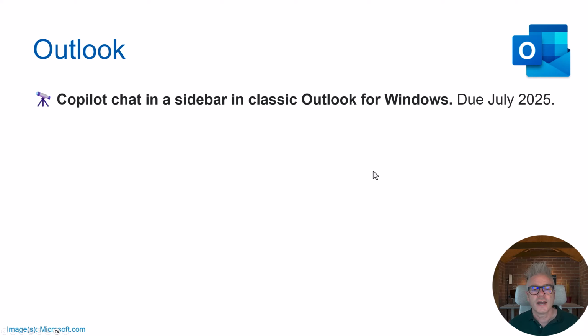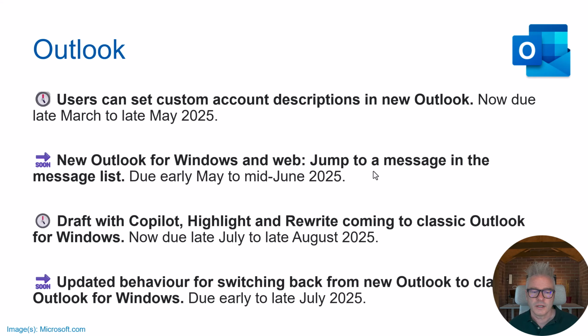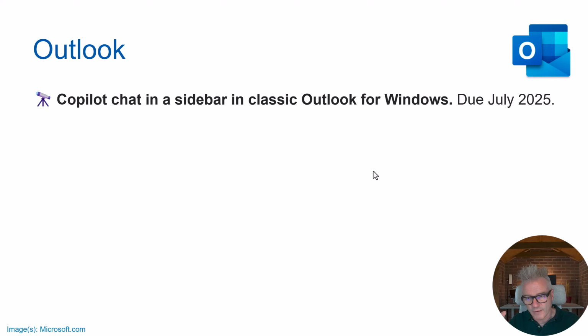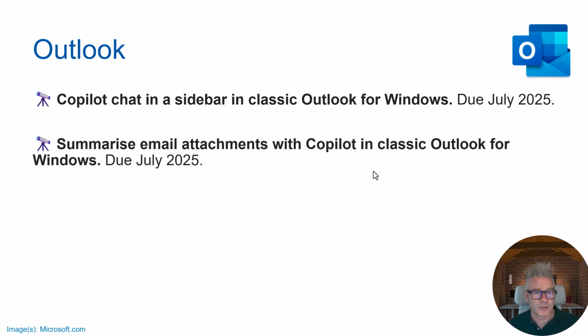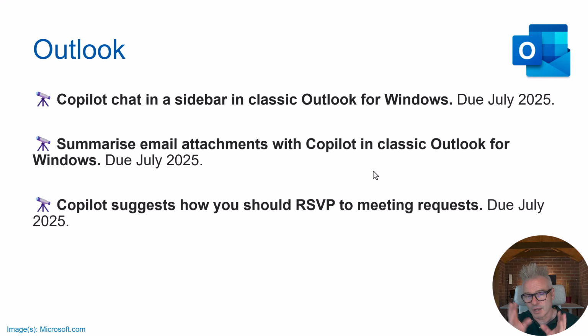Copilot chat in a sidebar for classic Outlook for Windows. So we've got the rewrite in the middle of Outlook, and then we've got the sidebar in classic Outlook due July as well. So it's interesting that they're still pushing features in classic. Summarize email attachments with Copilot in classic Outlook. So I talked about that in new not long ago. So that's coming in July. So that's a bit of parity coming to Copilot in new and old Outlook.